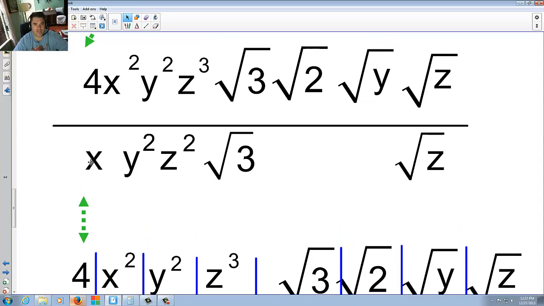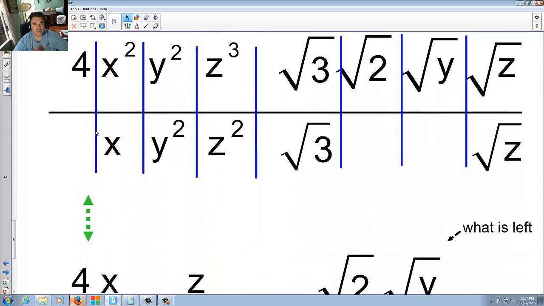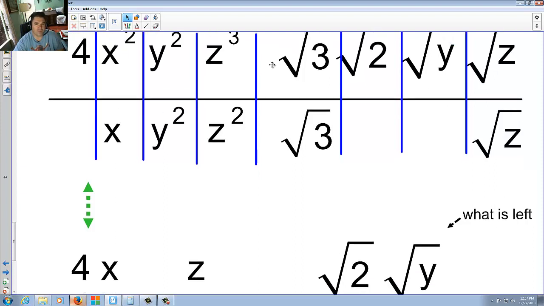However, x squared versus x, when you divide them down, the top wins by 1x, as you'll see here. Y squared versus y squared is a wash. They cancel out, no y's at all. 3z's versus 2z's, the top z wins by 1. Root of 3 over root of 3 cancels, no roots left because it divided out.